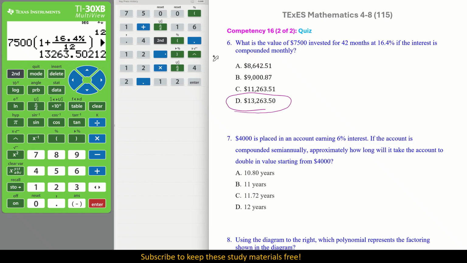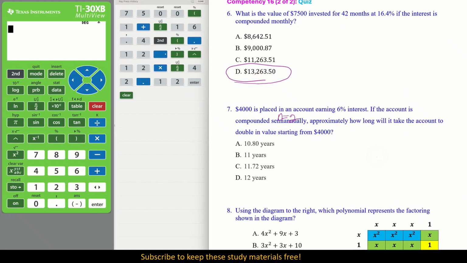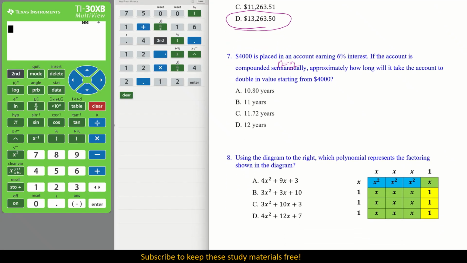Now let's look at number 7. $4,000 is placed in an account earning 6% interest if the account is compounded semi-annually. Now that is going to be n equals 2. Semi-annually, approximately how long will it take the account to double in value starting from the $4,000? Okay, so we've done others like this in prior videos. So let's use our calculator to make things a little easier.